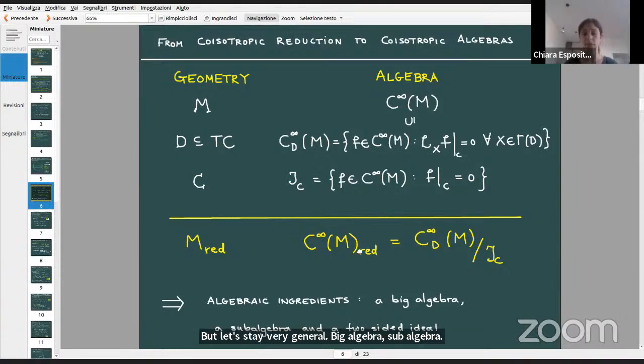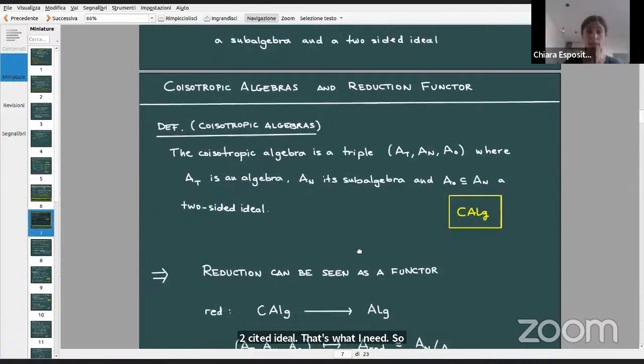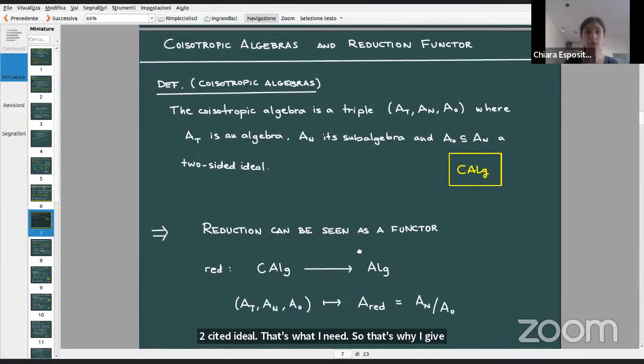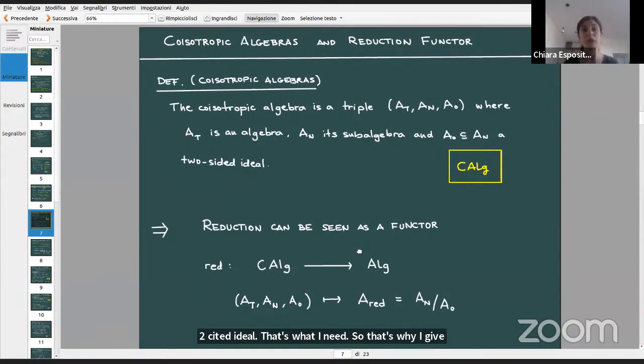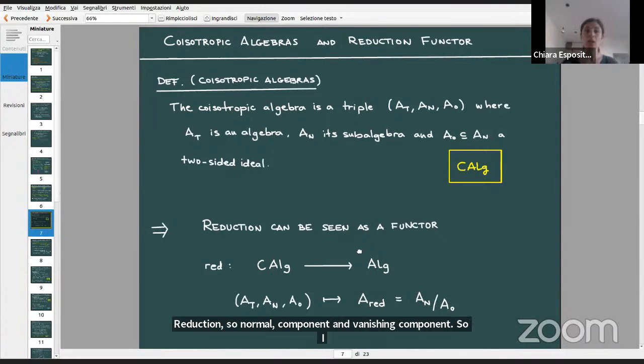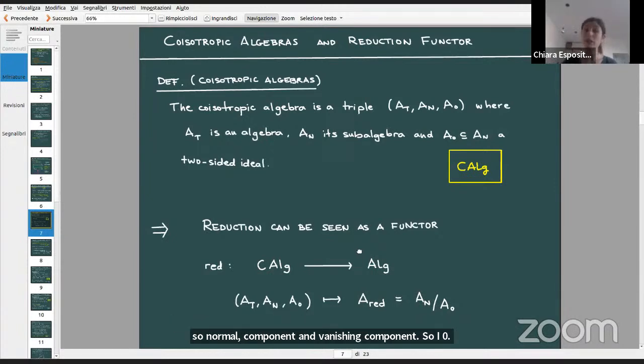That's all I need. So that's why I give you this definition. I give you the definition of coisotropic algebra exactly like this. A coisotropic algebra is a triple with a total component, AT, a normal component, and a vanishing component, A0, really sticking to the ideas coming out of the coisotropic reduction. Here AT is the big algebra, so an algebra.